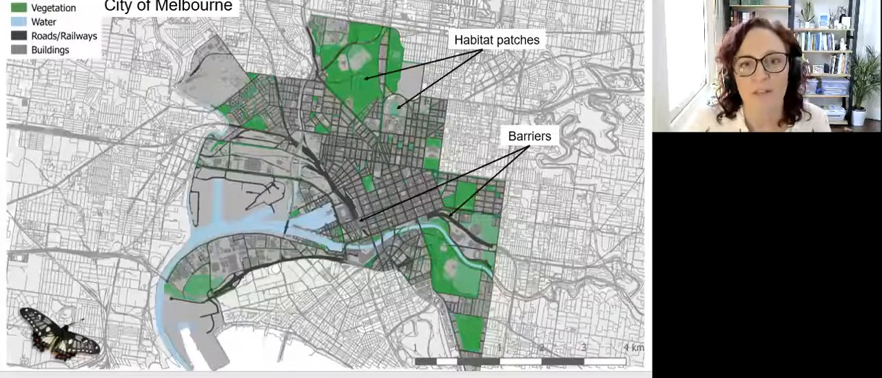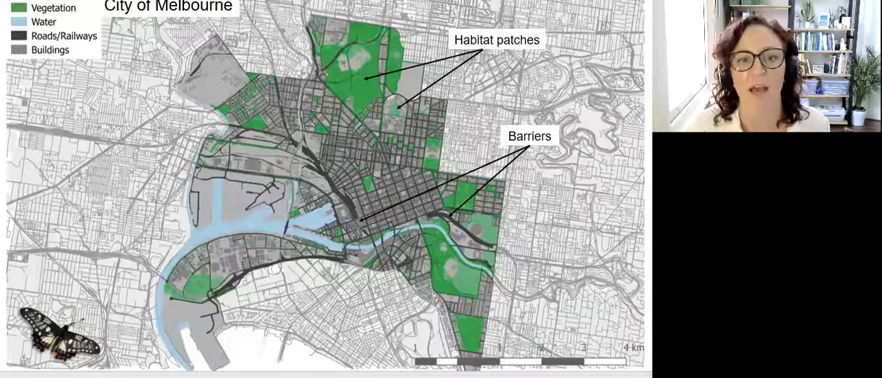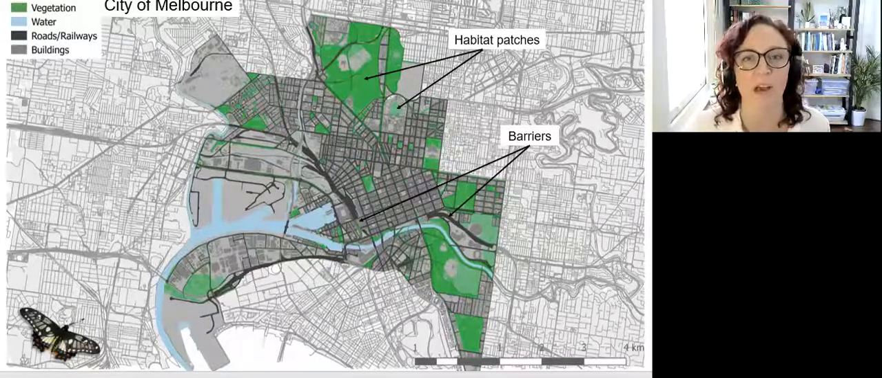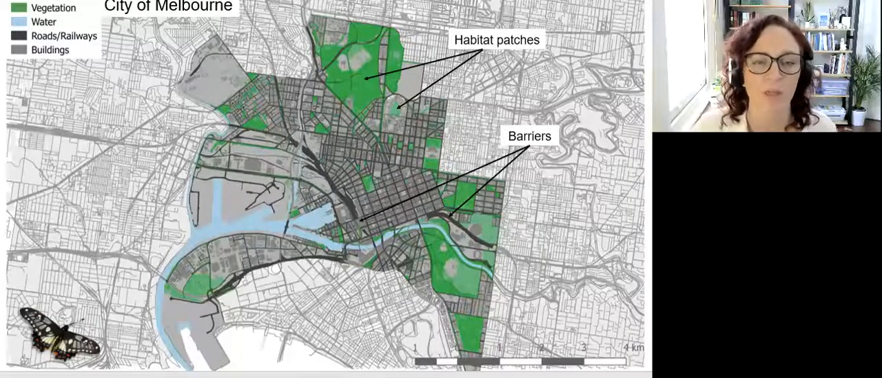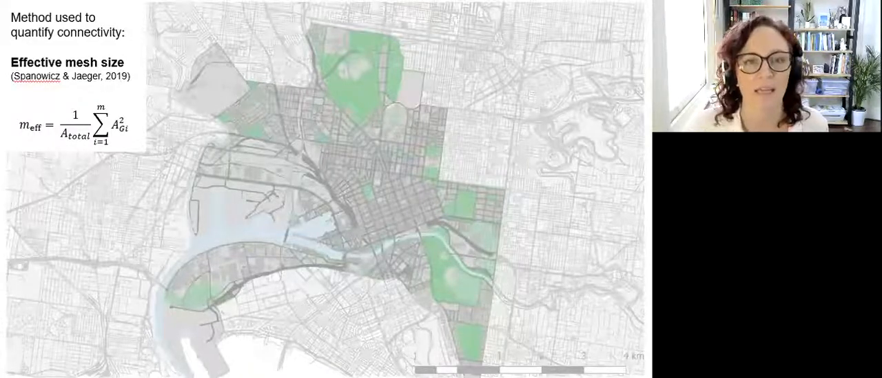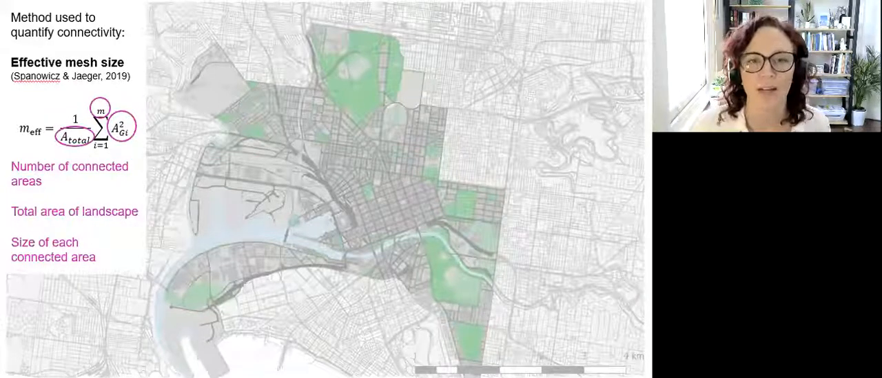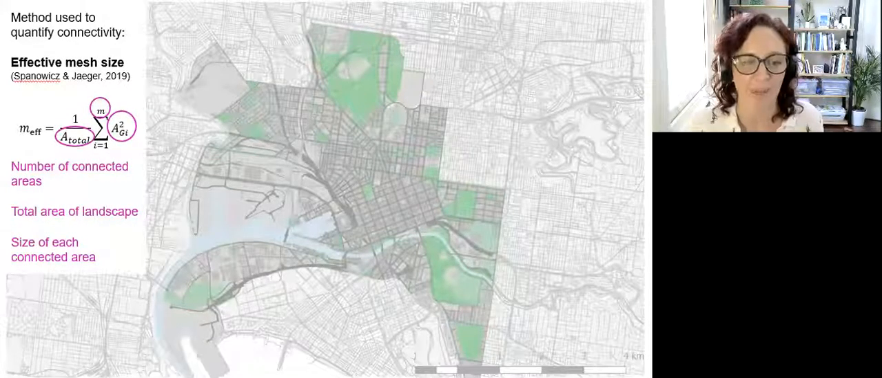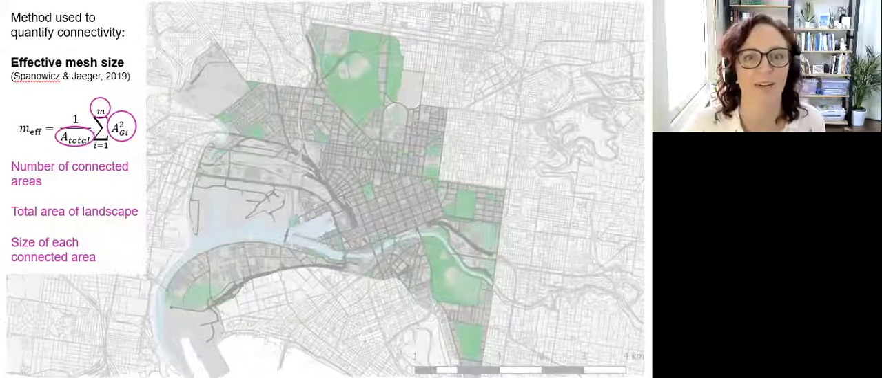So the method for measuring connectivity that we chose to use in this instance is a geometric method. That is, it takes into account the spatial arrangement of habitat patches, any potential barriers to movement, and the distance between those habitat patches across a landscape. It's measured using the effective mesh size equation, which is essentially a way of quantifying the relationship between the number of connected areas, the total area of a landscape, and the size of each connected area.